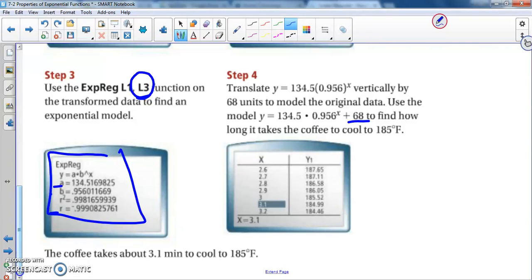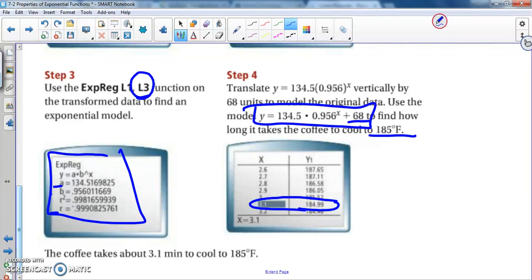So we're going to plug this into our y equals, find the table, and we want to find how long it takes the coffee to get to 185. So we find 185, which is 3.1. Meaning the coffee takes about 3.1 minutes to cool to 185 degrees.